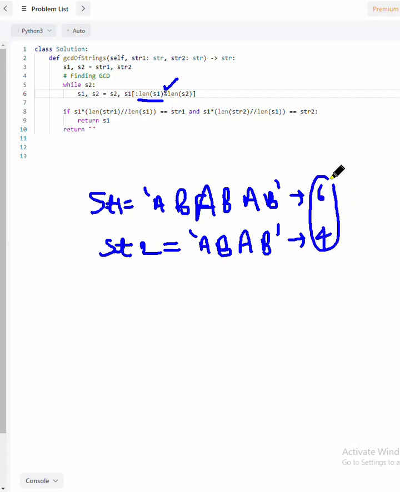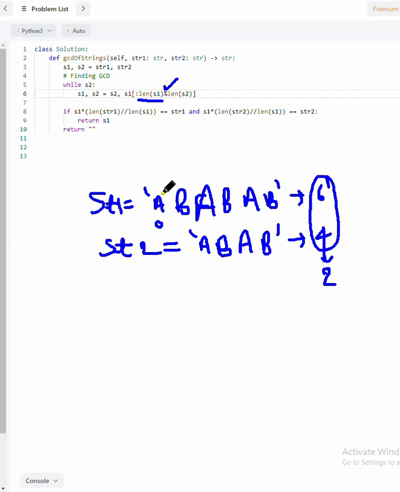If I do 6 mod 4, the result will be what? 2. The remainder will be 2. So here, colon, I am performing a slicing operation, or you can say slice operation, on string S1. So what is S1? It is this str1. So slice: I am starting from 0. If nothing is given before the colon, then it means I start from index 0.